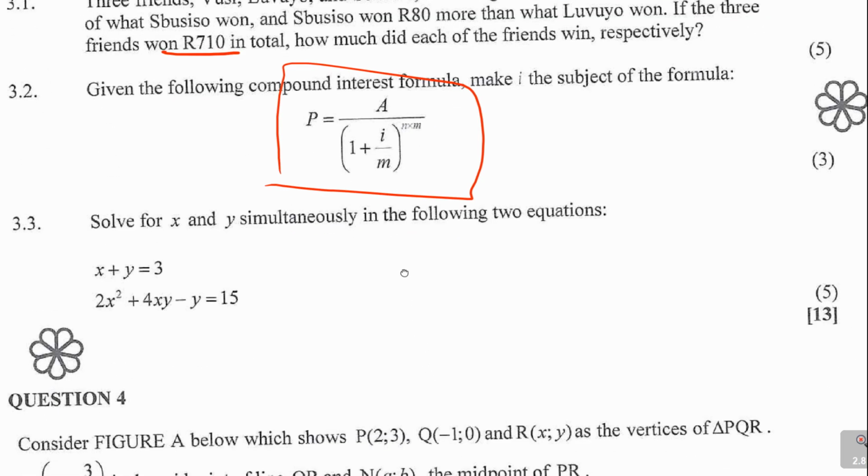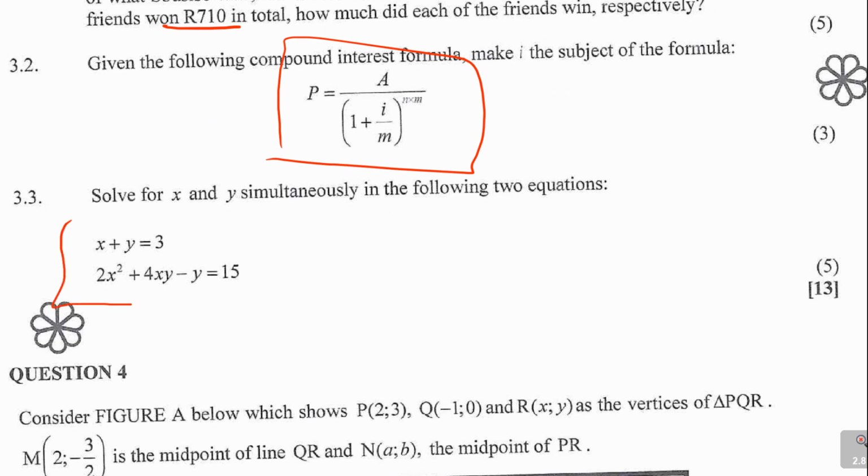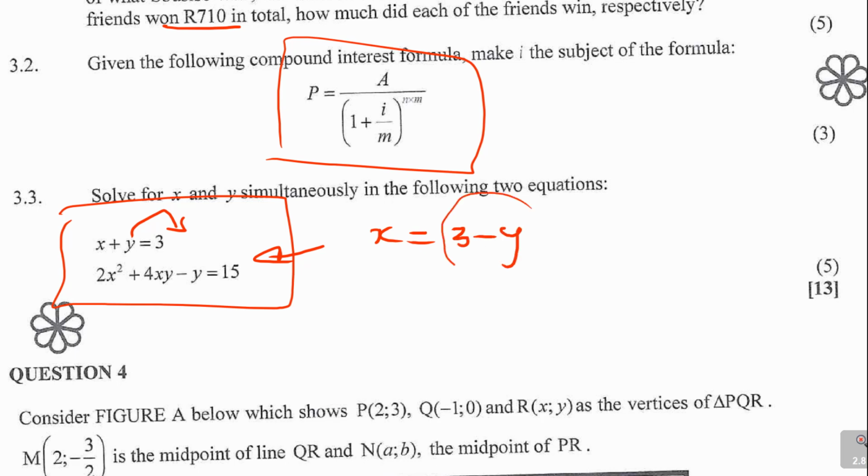And then solve for x and y simultaneously. An important one. They made it 5 marks. They rarely bring this, but it was very important. Where take y to the other side to get equation 3. You say x is equal to 3 minus y. So where there is x, you put 3 minus y here. You put 3 minus y here.